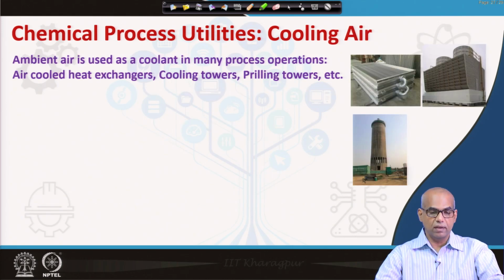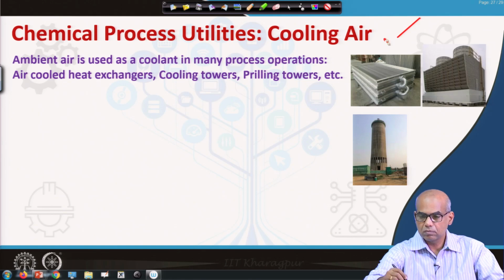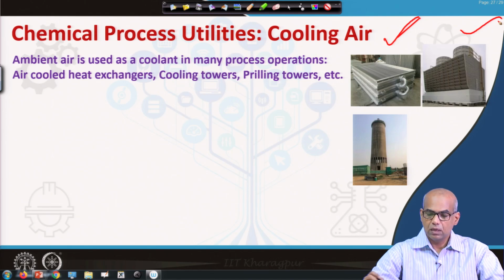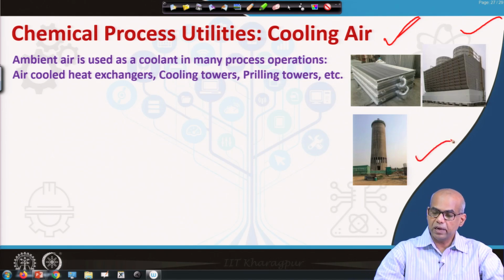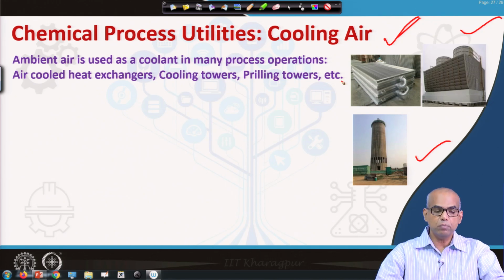Now, let us move on to cooling air. Ambient air is used as a coolant in many process operations. For example, air cooled heat exchangers, cooling towers, prilling towers. Prilling towers are used in urea manufacture. So, ambient air is used as a coolant in several important process operations such as heat exchangers, cooling towers, prilling towers, etc.